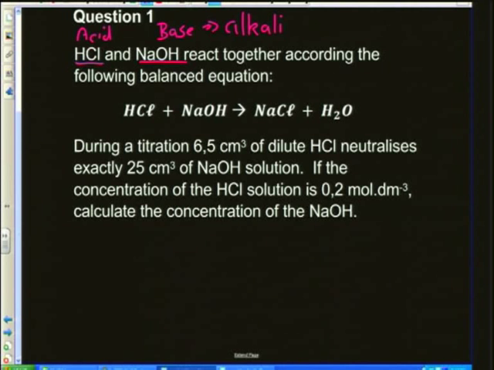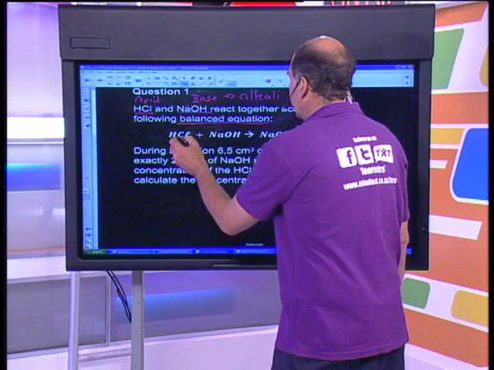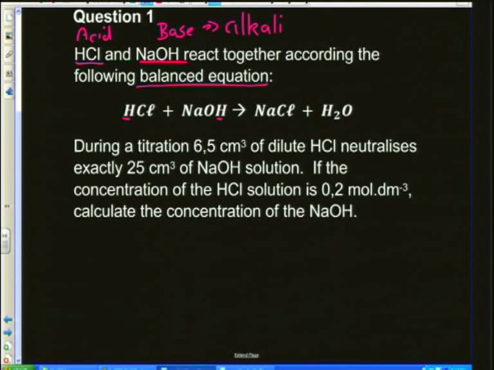Okay. So they react together according to the following balanced equation. Now guys, even if they say to you it's a balanced equation, make sure that you check that it is balanced. So I'm going to quickly check it. I see one hydrogen here and another, that's two hydrogens, and I've got two hydrogens there. One chlorine, I'm happy with that. One sodium, one oxygen is balanced.